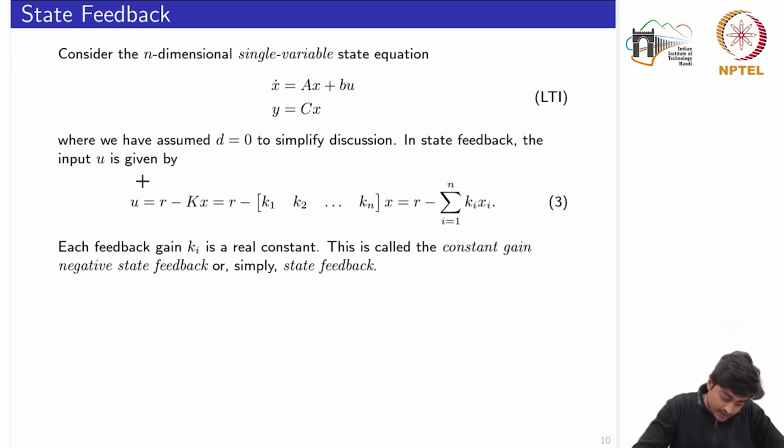In state feedback, the input u is given by u is equal to r minus k times x, where r is the reference signal, and k, since x is an n-dimensional system, would be of 1 cross n. Why? Because u is a scalar variable. This whole part can also be represented by the summation i is equal to 1 to n of ki xi. Each feedback gain ki is a real constant, and this is called the constant gain negative state feedback, or simply the state feedback.